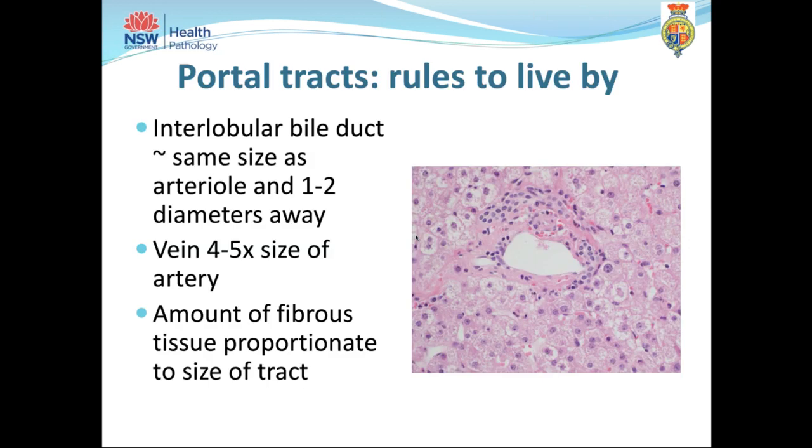So in assessing portal tracts, I think there are some rules to live by. The interlobular bile duct should be the same size as the arteriole and approximately 1 to 2 diameters away from it. The portal vein should be 4 to 5 times the artery, and the amount of fibrous tissue should be roughly proportionate to the size of the portal tract. So in larger tracts, of course, you have more fibrosis. So again, important not to overcall this as fibrosis.